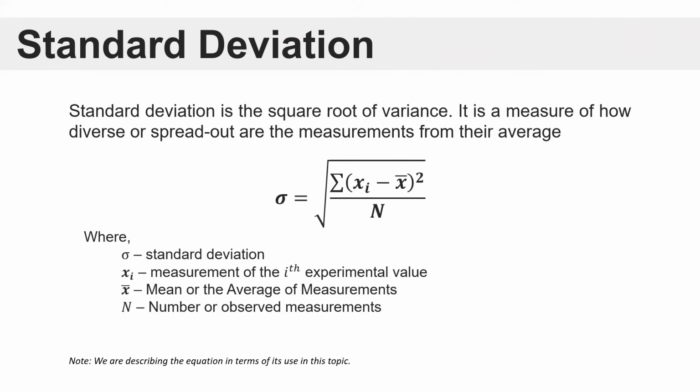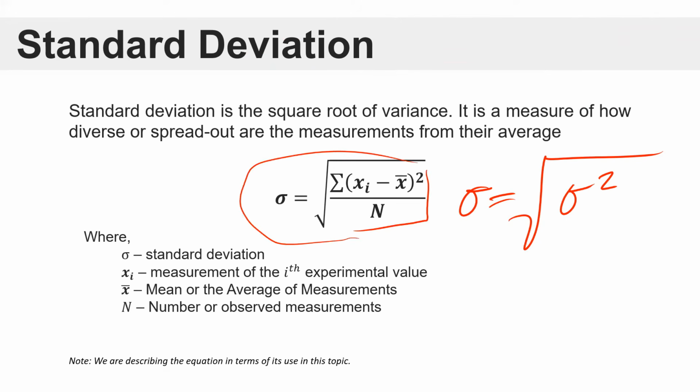The standard deviation is the square root of variance. So if the variance is already given, in order to get the standard deviation, you just need to get the square root of the variance. If not, you can proceed with this method. So yan, i-substitute nyo na lang yung nasa equation. So it is a measure of how diverse or spread out are the measurements from their average.